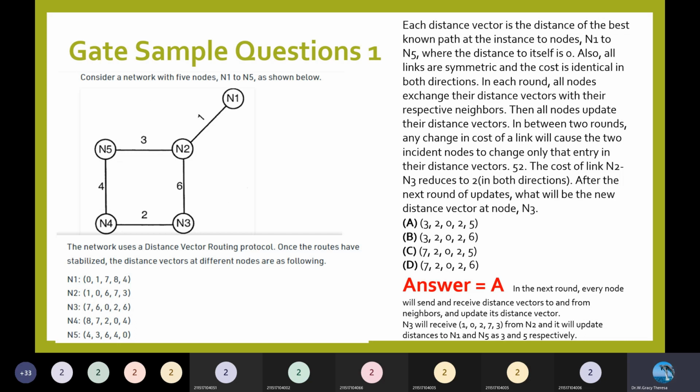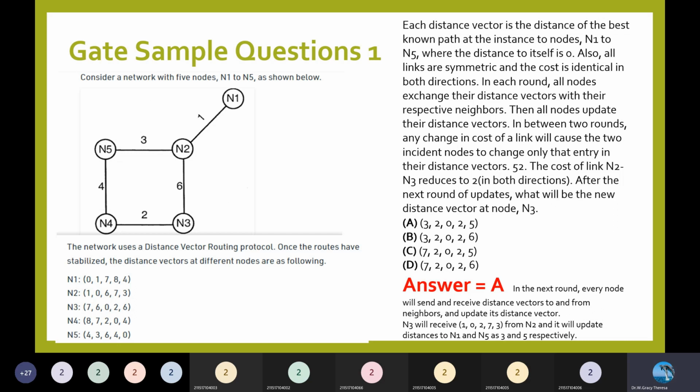In each round, all nodes exchange their distance vectors. Node 1 will share this information with node 2, node 2 with node 3, node 3 with node 2, node 2 with node 5, and so on. So in each round, all nodes exchange their distance vectors with their respective neighbors, and then all nodes update their distance vectors. In between two rounds, any change in the cost of a link will cause the two incident nodes to change only that entry in their distance vector.